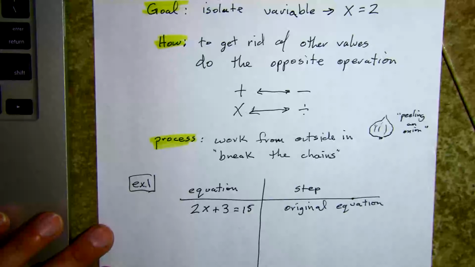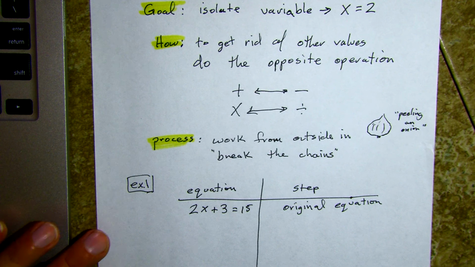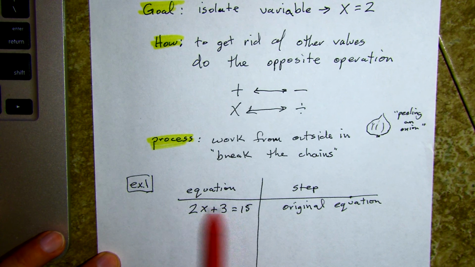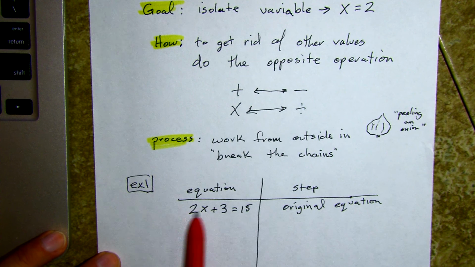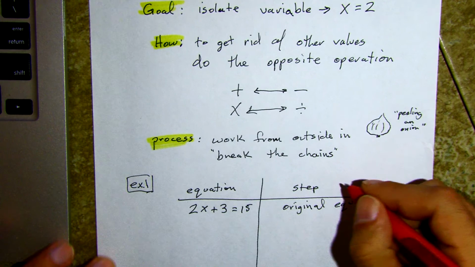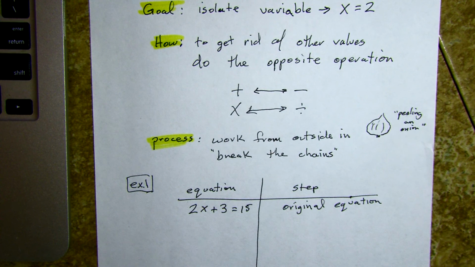So let's look at this first equation here, example one. We're going to keep our goals in mind. We're going to keep the how and the process in mind. And you notice that I set this up kind of like number 15 from your homework. Number 15 from last night's homework, or Tuesday's homework, has the equation on the left side, and on the right side, it has the step. The step is just what did you do? How did you go from one line to the next line?